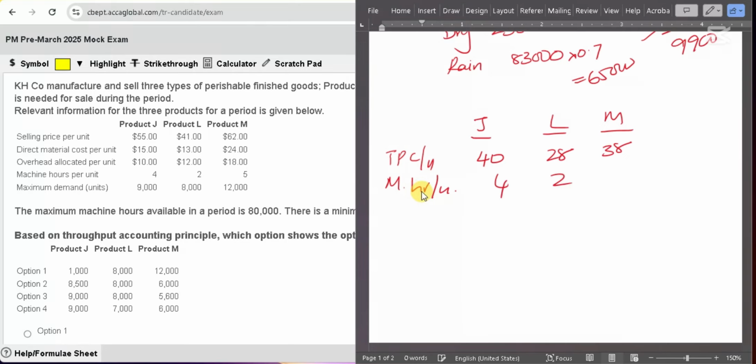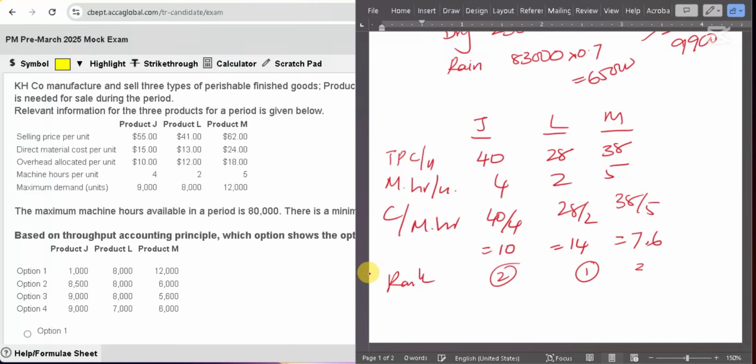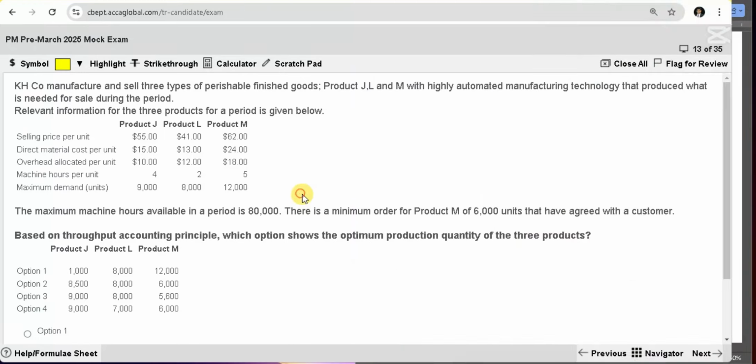4, 2, 5. So contribution per machine hour, 40 divided by 4 is 10. 28 divided by 2 is 14. 38 divided by 5 is 7.6. Rank: this is 1, this is 2, this is 3. So in this order, we are going to allocate the hours. Let me quickly go through this.